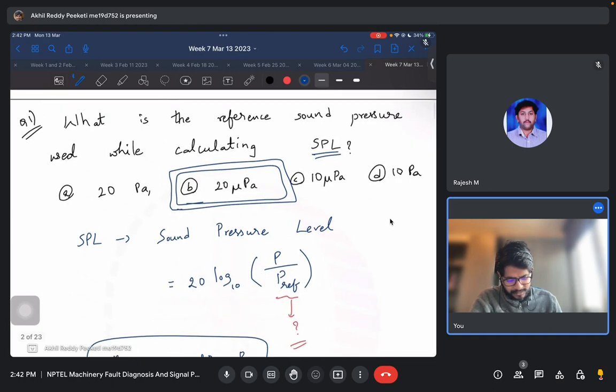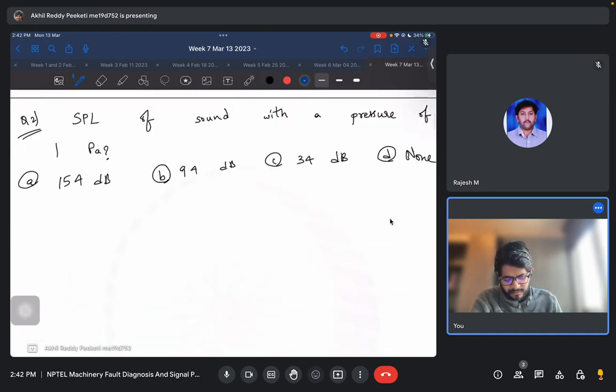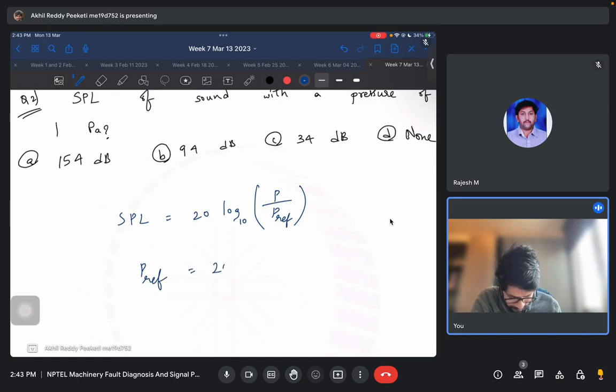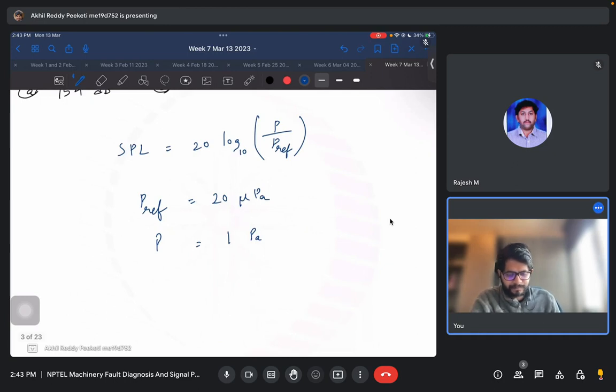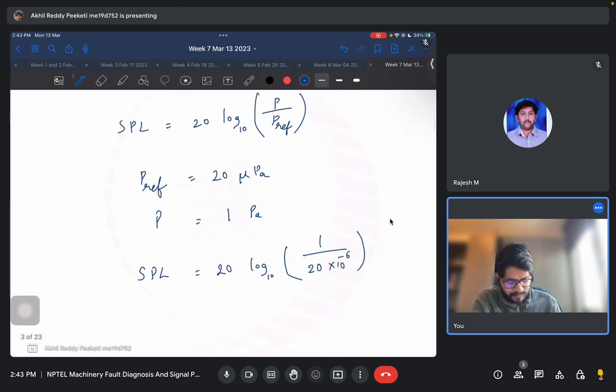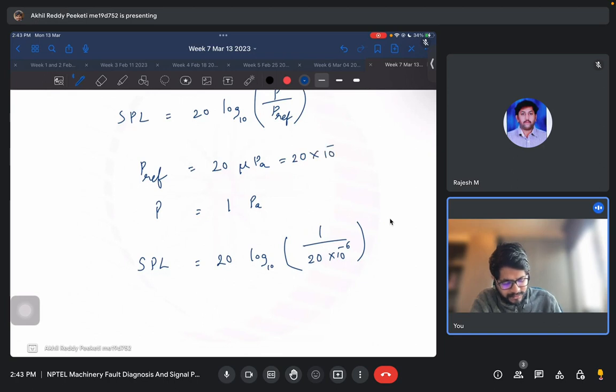So let's go to the next question. What is the SPL of sound with a pressure of 1 pascal? We know the formula for SPL, 20 log 10 P by Pref. Pref from the last question we know as 20 micropascals, and P here is given as 1 pascal. So now can we calculate SPL? It is 20 log 10 of 1 by 20 into 10 power minus 6 pascals. So we are converting this also into pascals.